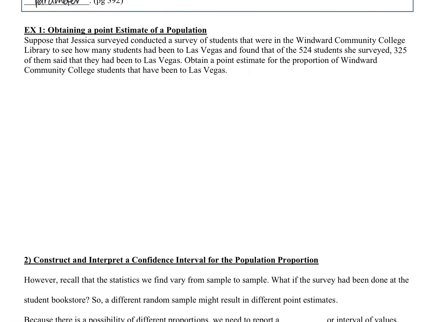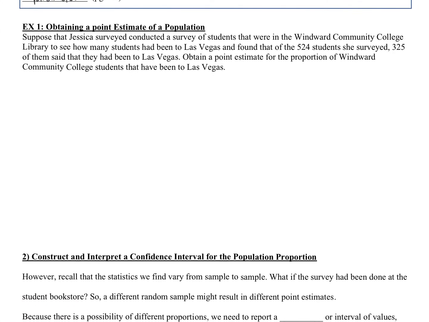So example 1, obtaining a point estimate of a population proportion. Suppose that Jessica conducted a survey of students in the Windward Community College library to see how many students had been to Las Vegas, and found that of the 524 students she surveyed, 325 of them said that they had been to Las Vegas. Obtain a point estimate for the proportion of Windward Community College students that have been to Las Vegas.